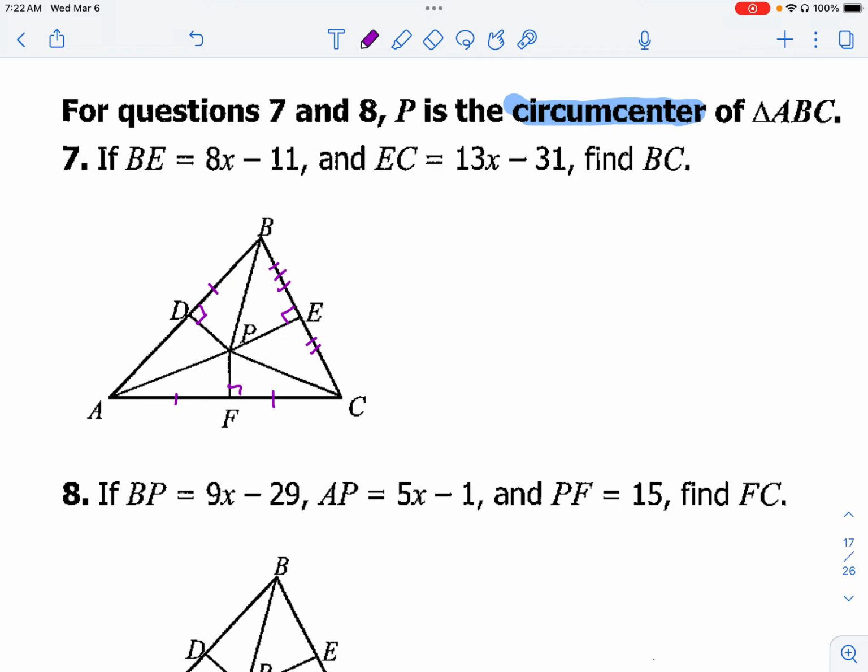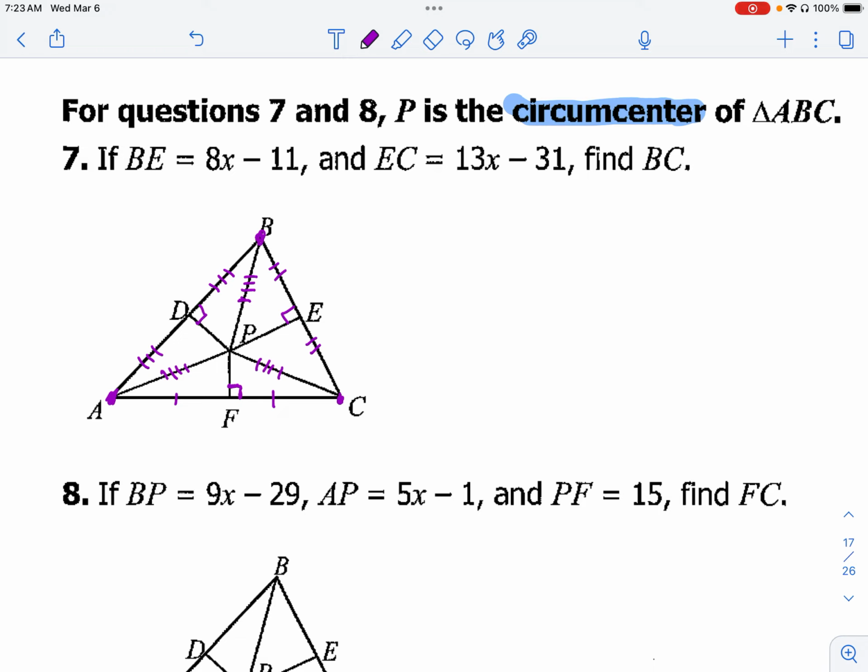So the sides of the triangle are all cut in half. And all the segments that touch the sides are perpendicular bisectors, so they're all at right angles. And then we also know that the circumcenter is equidistant to all the vertices, which is the point where all the angles are formed.